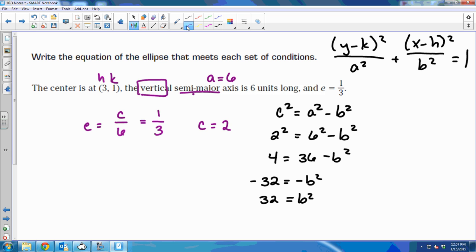So my equation should be y minus 1 squared over 36 plus x minus 3 squared over 32 equals 1.